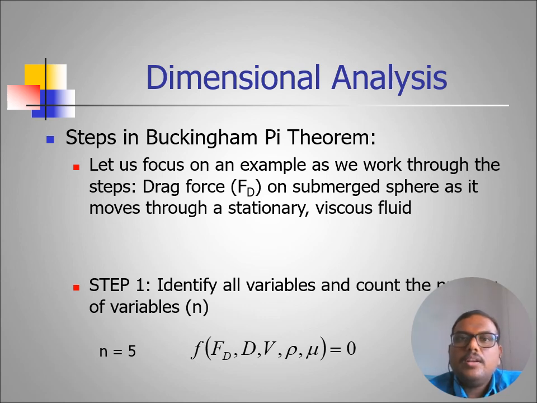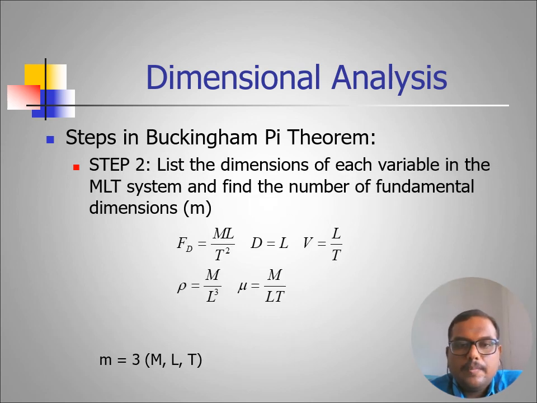Whereas the fundamental dimension m is 3: mass, length and time. How many dimensionless terms or pi terms will be framed using these variables? It is n minus m terms. Total 5 variables and fundamental dimensions m are 3, so 5 minus 3 gives 2 pi terms for solving this problem. So the dimensionless terms formed in this problem are 2 pi terms.